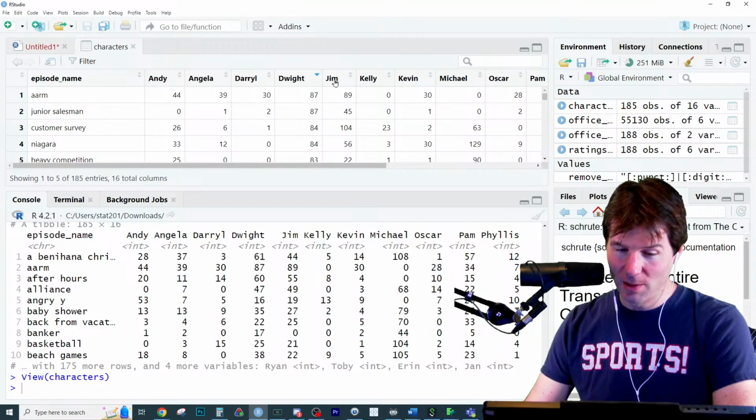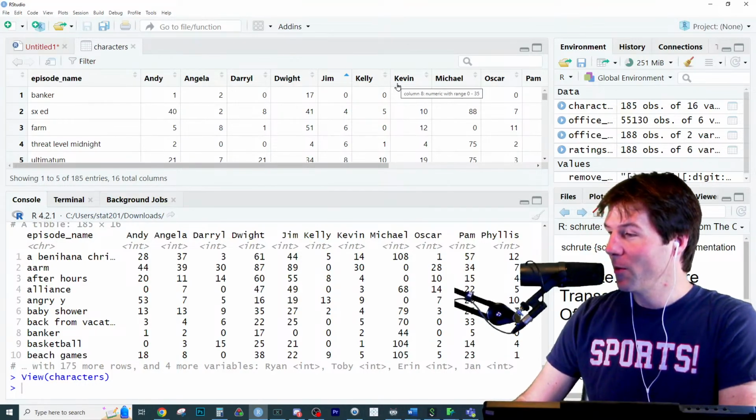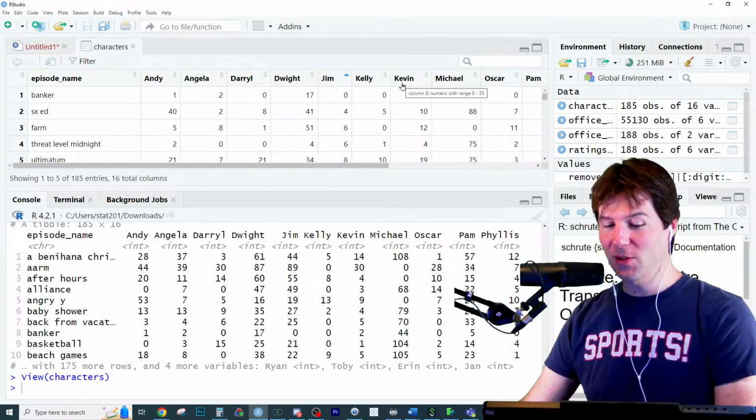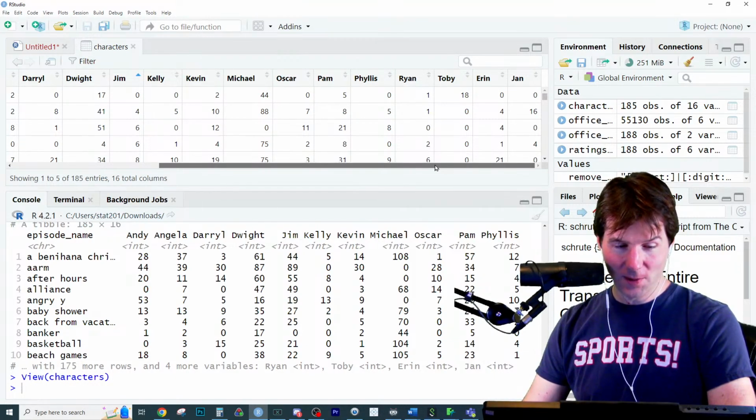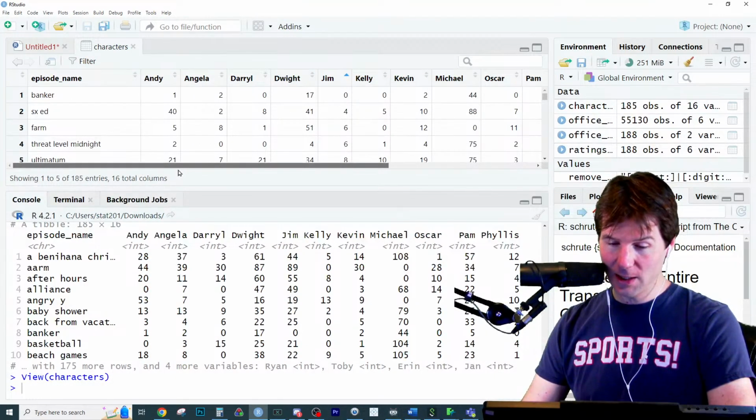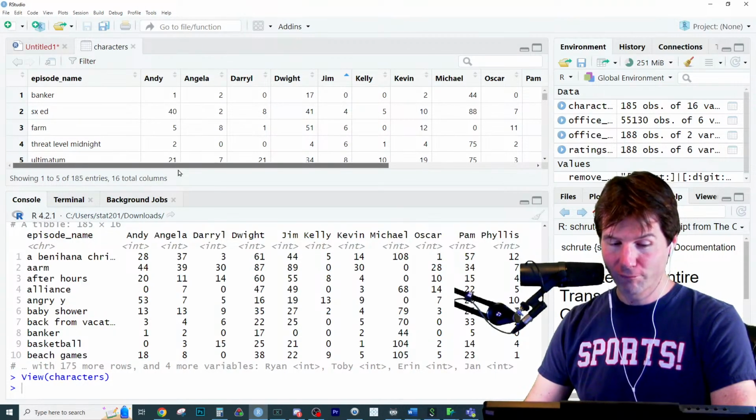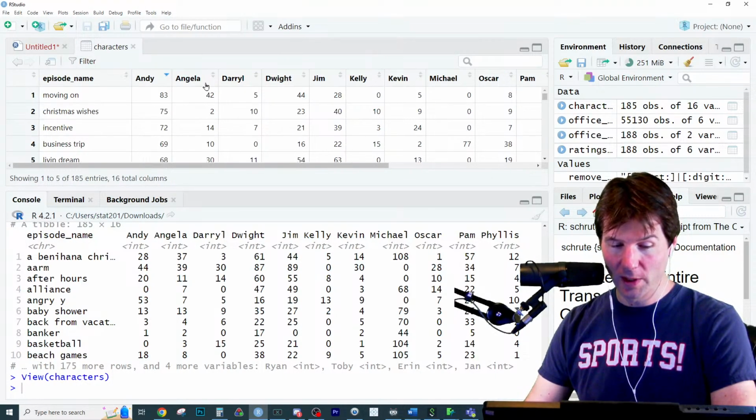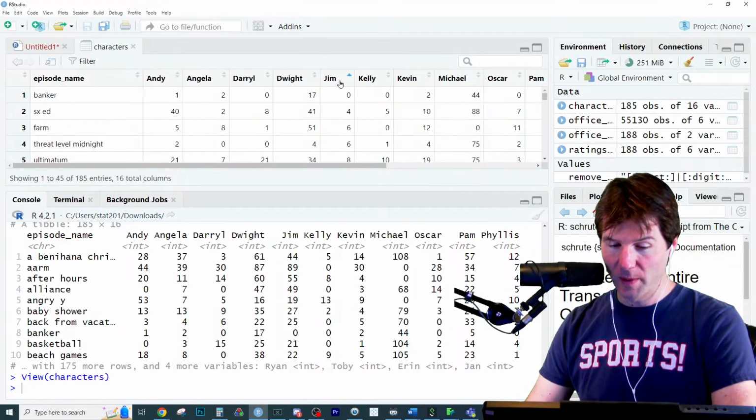If you want to see a Jim episode, you can see which episodes. There's only one episode where Jim doesn't speak at all. That's interesting, right? The main character in that episode is going to be Michael. Dwight doesn't speak much in that episode either. If someone knows that episode, Banker, it's pretty interesting. You could go through here and see which episodes are heavier on a certain character speaking.